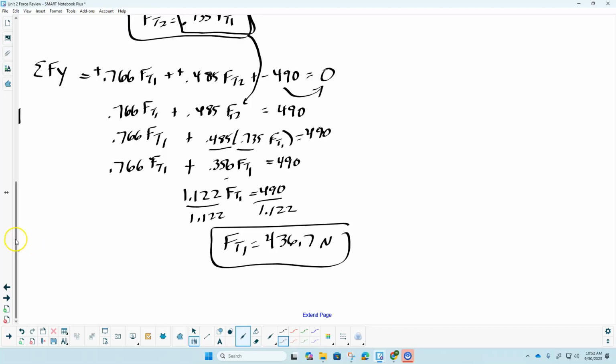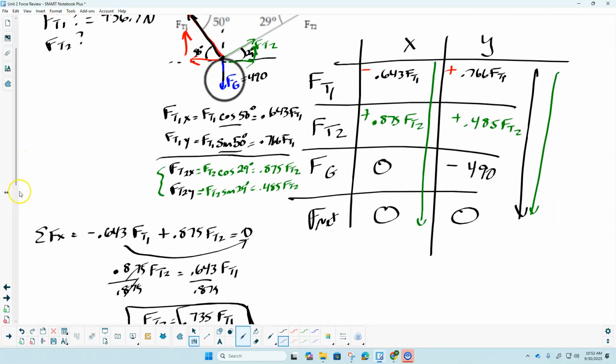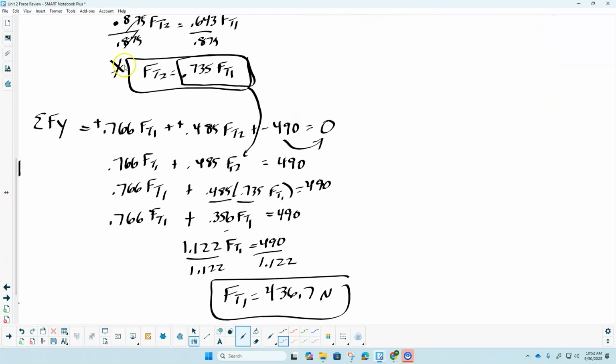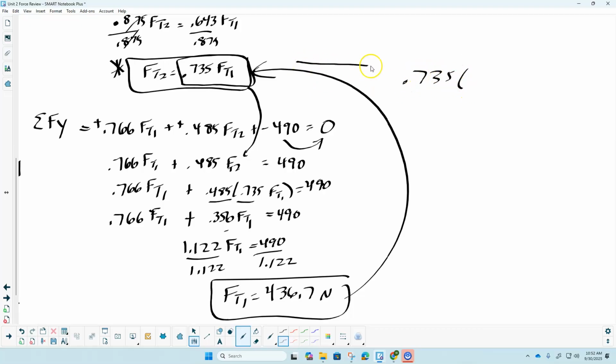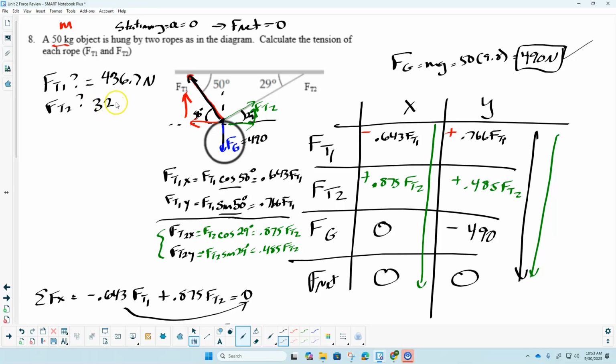So that is the FT1 idea. We found that. That's 436.7. Now I'm going to use this relationship that we figured out here and plug it in. So it's 0.735 times 436.7, and that's going to be equal to FT2. That gives you FT2 is equal to 321 newtons. So those are the two values for that.